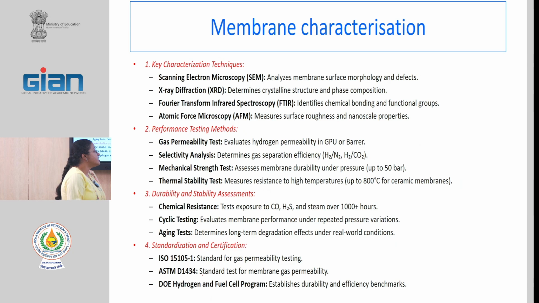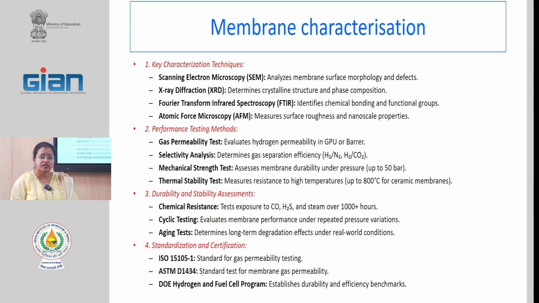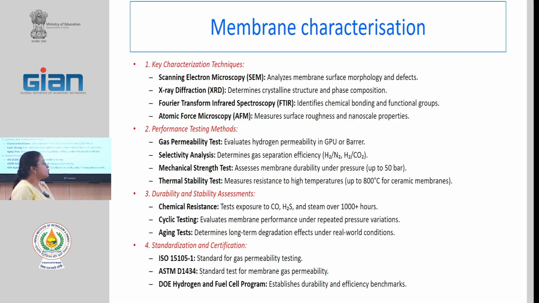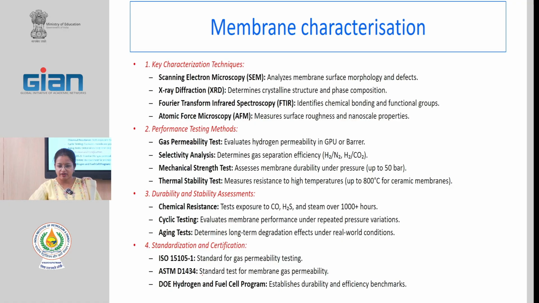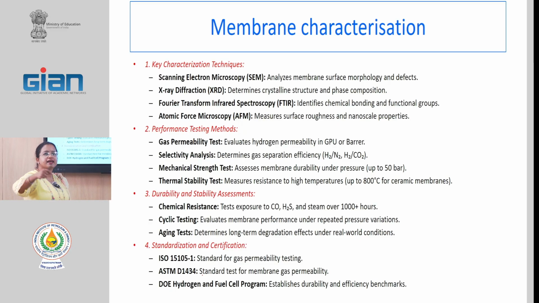For durability we have chemical resistance. We expose these membranes to different substances like H2S, CO, and steam for very long hours, like 1000 plus hours, and we see what the mass loss or structural change in the membrane is. We also do cyclic testing, evaluating the membrane performance under varying pressure and varying voltage, to see how many cycles it can sustain. We also do aging tests, to see how long it stays good over a long time. These are the typical characterizations that we do for such membranes.